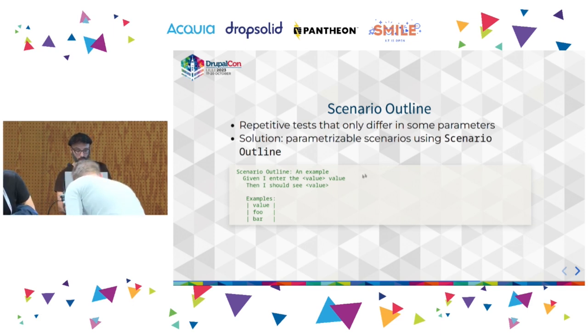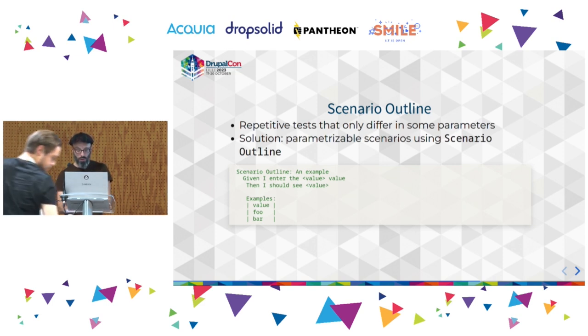So as you can see, we have an example, a scenario, where we have two steps, and those steps can use the values that are declared here. So we create a scenario, and then we use some variables that are populated with the values of the table that we have below.